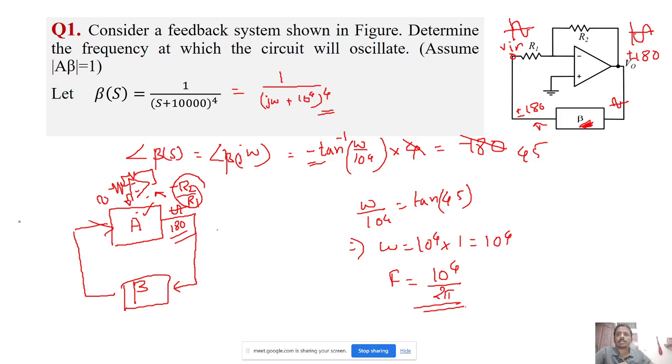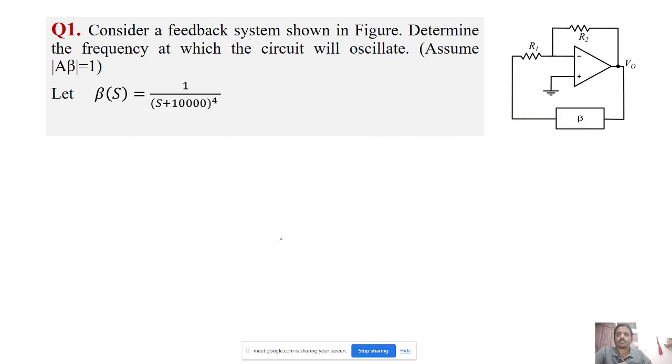So an example I will show you. So actually sir has explained about Wien bridge, right? So there is another circuit, I will show another circuit.